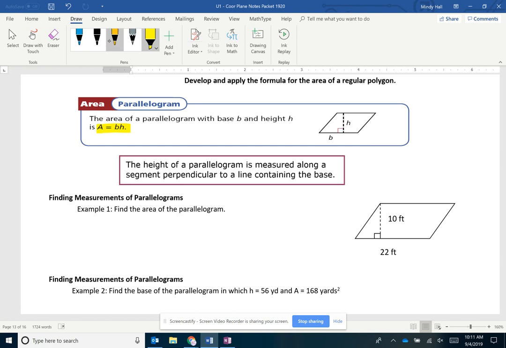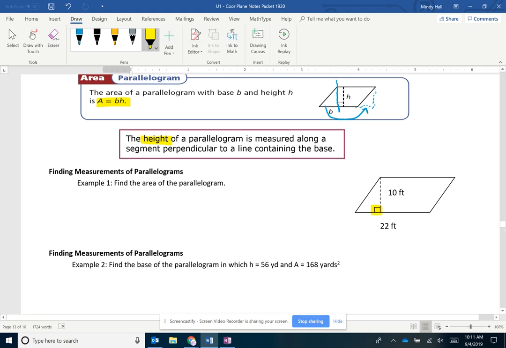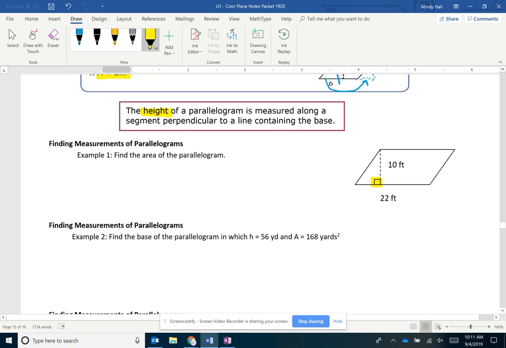So with parallelograms, it's always just going to be base times height, just like a rectangle, because if you were to cut this little triangle off, you could scoot it over here and it would make a perfect rectangle. An important thing is that the height of the parallelogram is measured along the segment perpendicular to a line containing the base. So make sure you're looking for that little right angle symbol so that you can make sure it's your true height.